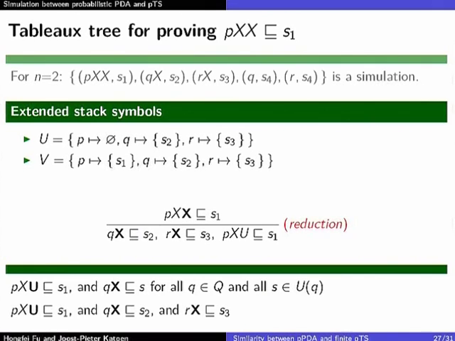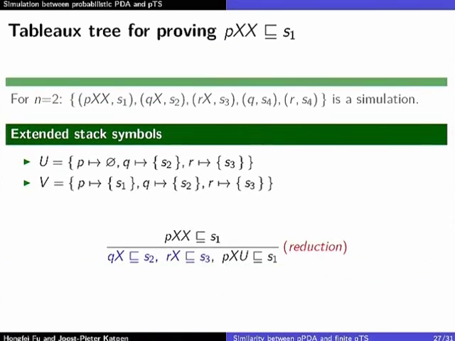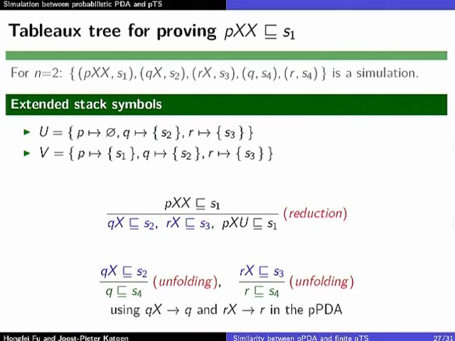Q is mapped to S2. What does that mean? I need to check whether Qx is being simulated by S2. And what happens for the rest is that R is being mapped to S3, so the last thing that I have to check is whether R of X is being simulated by S3. And this is what you do. And then of course you have to check whether these two things hold. That's not difficult to check because it just applies by unfolding.